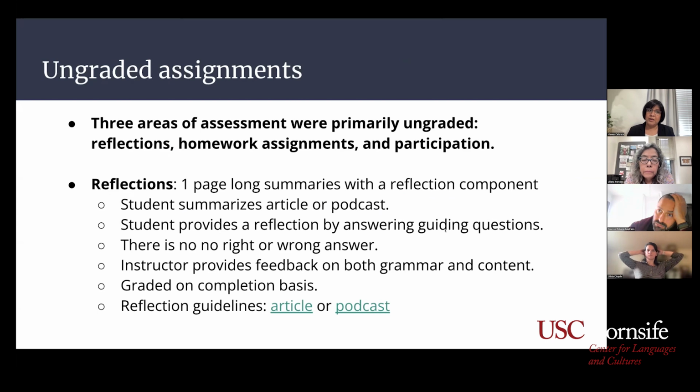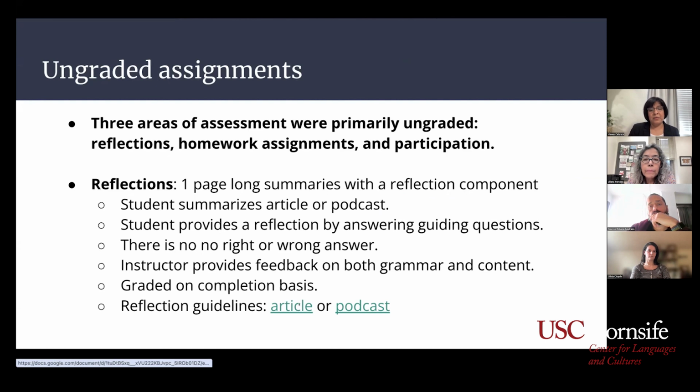They would read an article. They would choose the article or listen to a podcast. Then the student provided a reflection by answering guiding questions, a reflection and a summary of what they read or heard. And there was no right or wrong answer when grading these assignments. As the instructor, I provided feedback on both grammar and content. And it was graded on a completion basis.